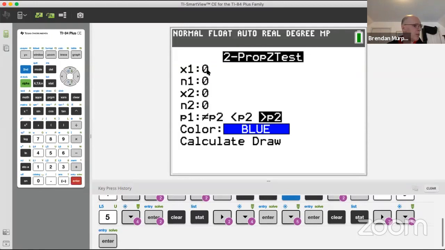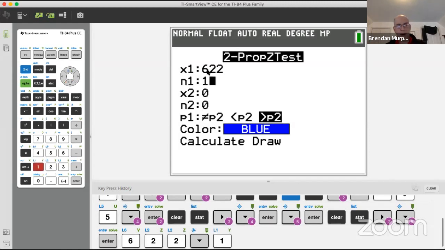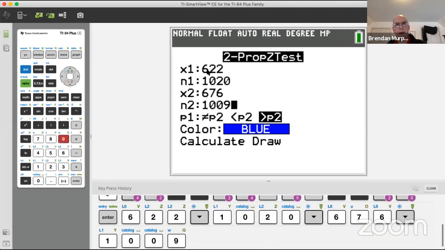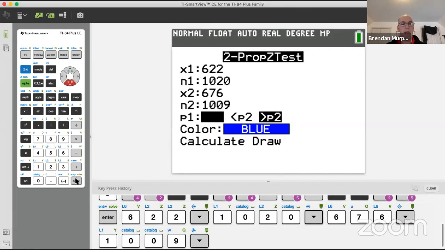So my first sample, I think I had 622 out of 1,020. When we were grading this, we did see kids messing up the numbers, and as long as we could follow along with the math, I think we were pretty lenient that year. There were a lot of numbers. 2008, I think, was 1,009. My alternative was they were not equal.